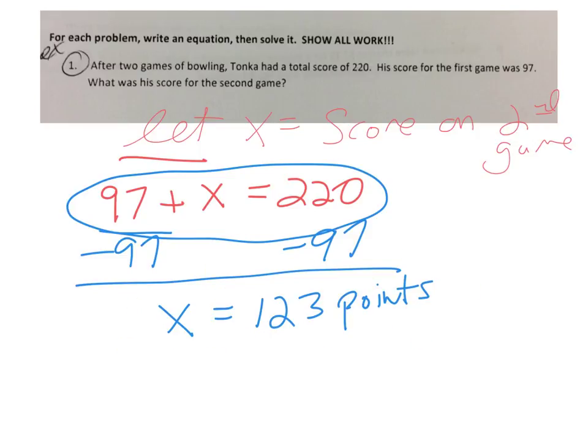So to review, we wrote a let statement. The let is nothing more than what I want to know. So the x, I don't care if you call it p for points, it's up to you. But that's the score on the second game. The game I know, 97, plus the unknown game x, together is 220. Now I just have a simple one-step equation to solve. Subtract that 97 from both sides, and I find out that x is 123, and again, remember to label it as points.